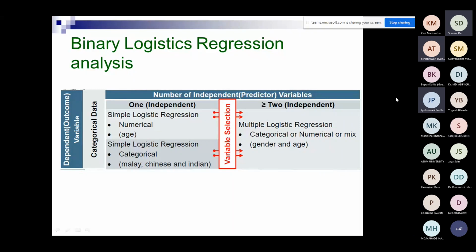Suppose you have more than two independent variables, and you have one dependent variable with categories. We call that multiple logistic regression. Your independent variables can be numeric, categorical, or a mix, such as gender and age predicting hypercholesterol, for example.